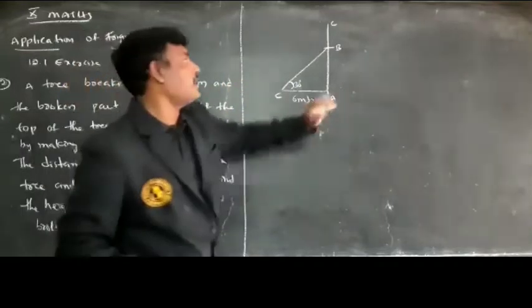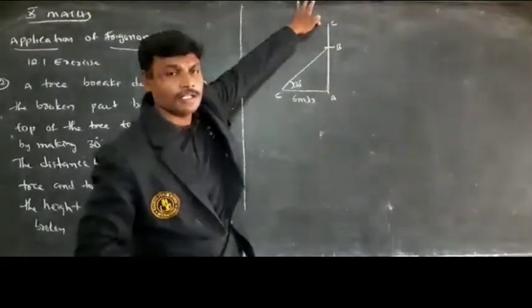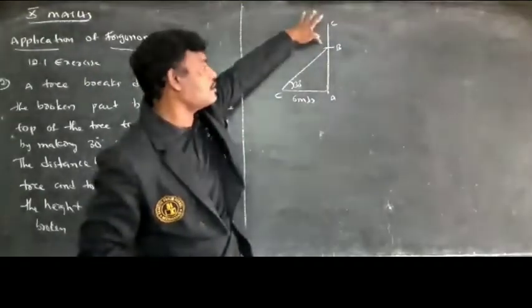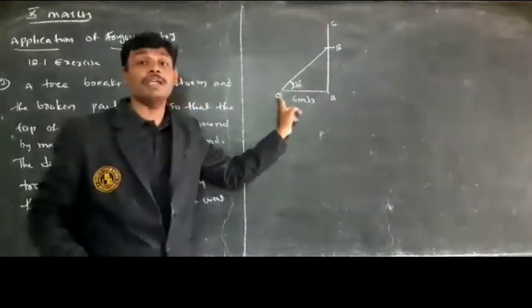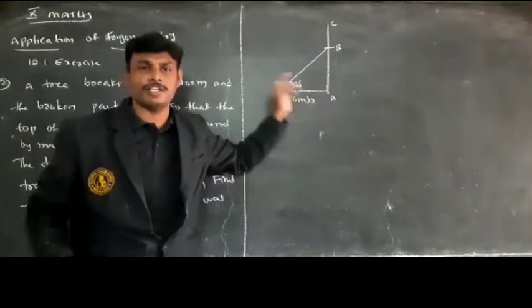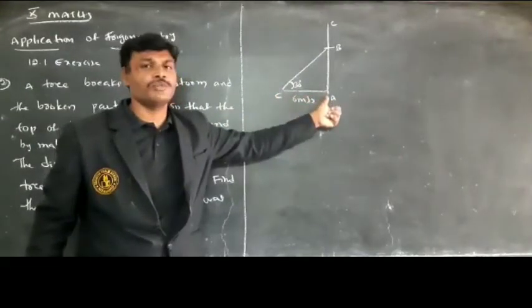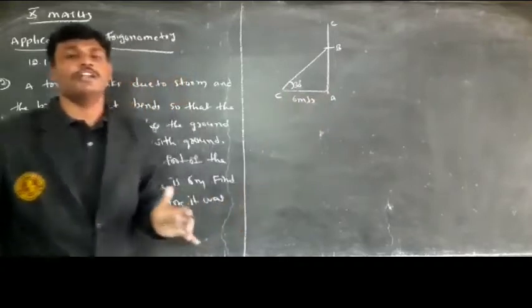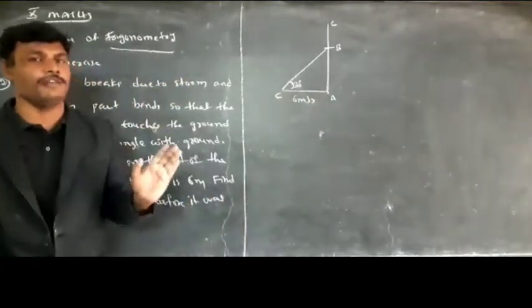Clear my question? Here is one tree, the height of the tree is AC. It breaks due to storm and the top of the tree touches the ground by making 30 degrees angle of elevation. And the distance between the top of the tree and the foot of the tree is 6 meters. Now we have to find what is the height of the tree before it was broken.